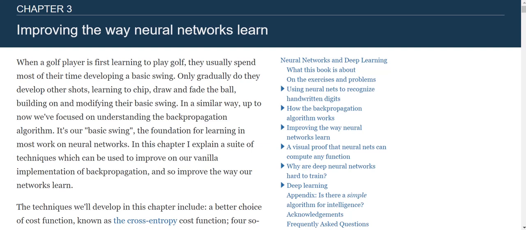Hello everyone. So we finished off with the first two sections of this book, namely the sections which discuss using neural nets to recognize handwritten digits, and the second section which discusses how the backpropagation algorithm works. So finally we have moved on to the third section which discusses how we can improve the way in which our neural networks learn. So let's begin.